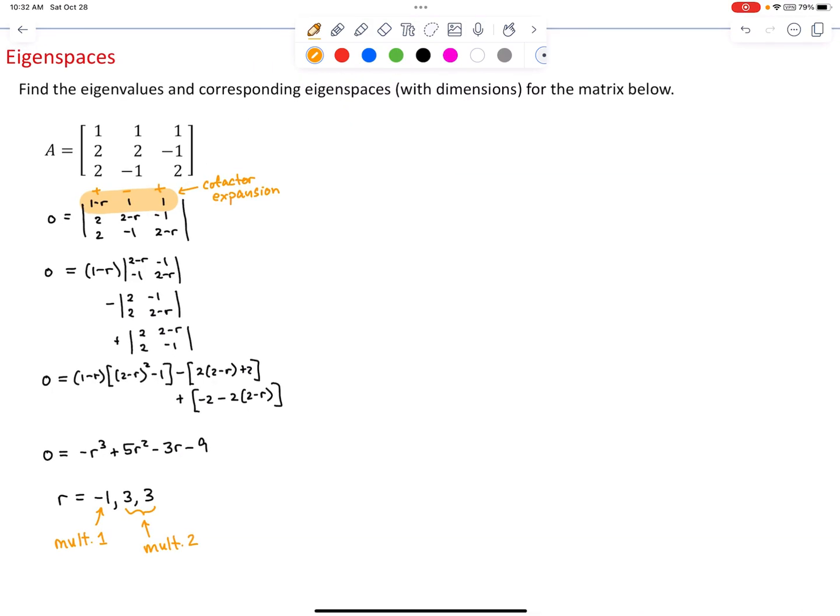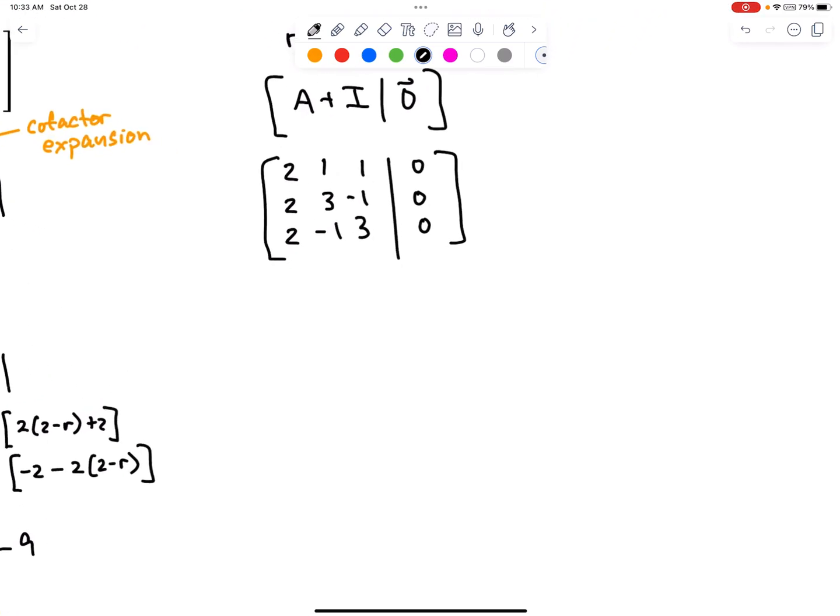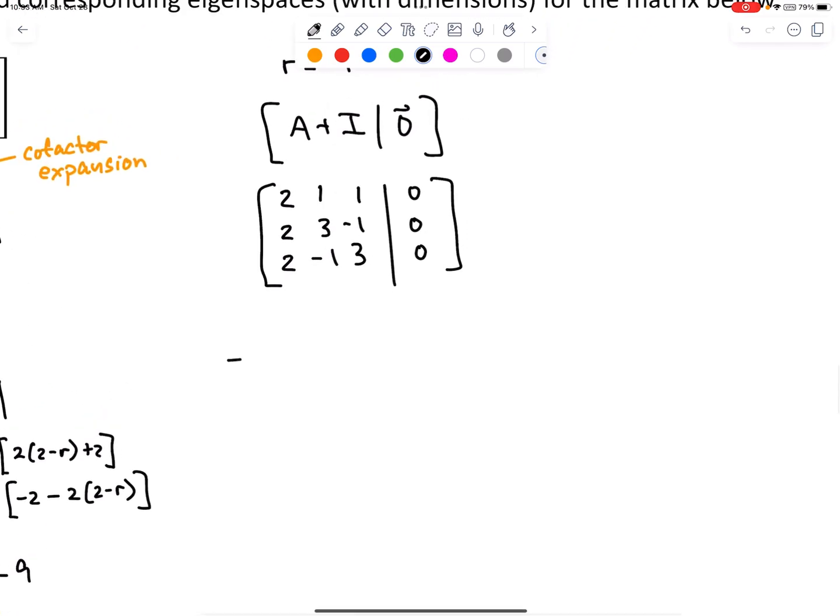Now we must find the corresponding eigenspaces. We'll begin with the negative 1. So I'll go straight to an augmented matrix. That augmented matrix on the left side should have a minus rI, where r is negative 1. So it should have a plus I on the left side, and then of course the 0 vector on the other side of the equal sign. So add the identity matrix to A, which amounts to adding 1 to all the main diagonal entries. So the new main diagonal will be 2, 3, 3. And the other entries will stay the same.